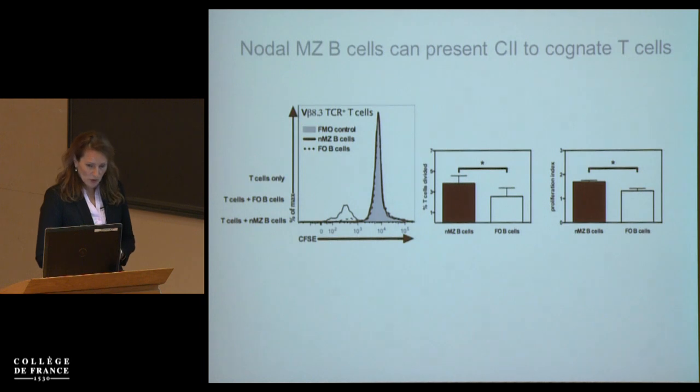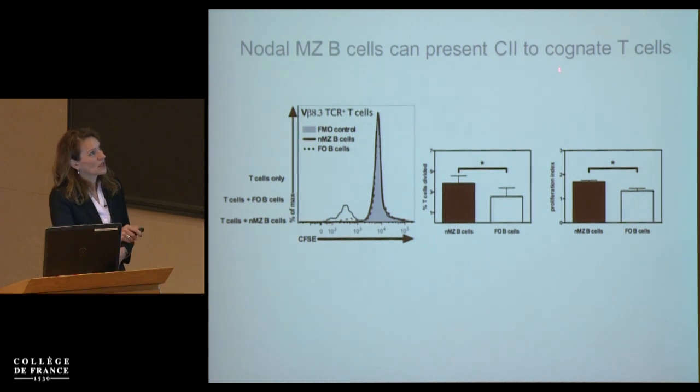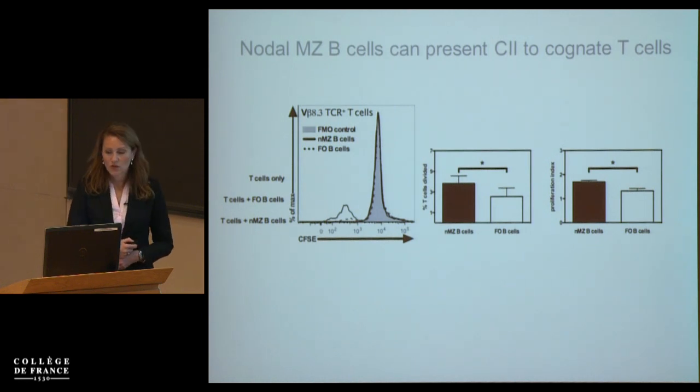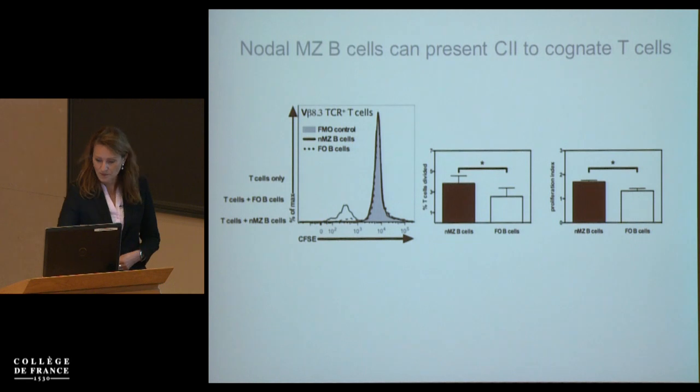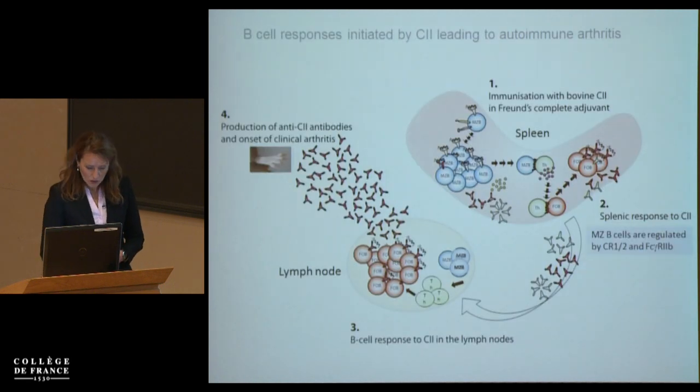And we also showed that the nodal marginal zone B cells can present collagen to these collagen-specific T cells, showing here that the nodal marginal zone B cells are a little bit more efficient than the follicular ones from the lymph node at presenting collagen.